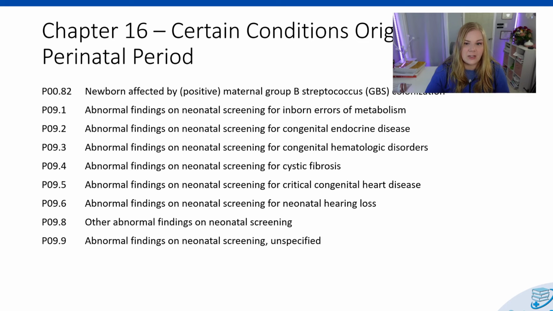In Chapter 16, we had some new codes added specific to abnormal findings on neonatal screenings, and these were proposed by the American Academy of Pediatrics because they have a lot of different mandated screenings, particularly at the state level, for looking for things like metabolic conditions, endocrine conditions, hemoglobin conditions, and other things. They wanted to make sure they had appropriate codes to designate when they're doing these screenings and they find something abnormal. That way they can track what's going on with these abnormal findings and whether they wind up resulting in some sort of further definitive diagnosis.